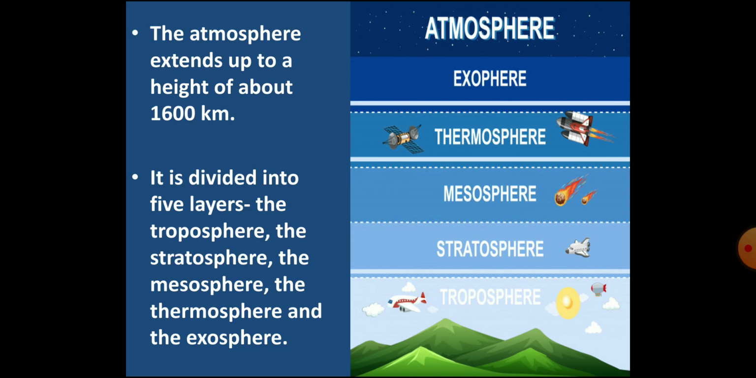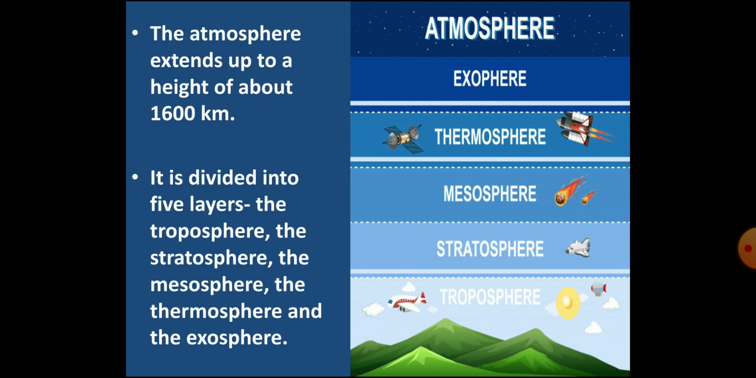Let's learn about the extent of the atmosphere. So children, it extends or spreads up to about 1600 kilometers above the sea level.